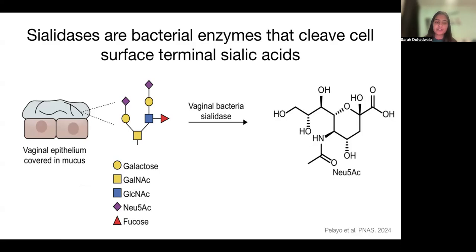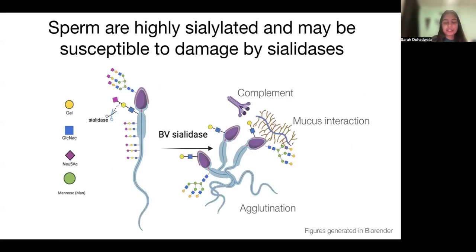Sialic acids are glycan moieties that decorate basically all the cells in the body, but especially mucosal cells such as those in the vaginal epithelium and mucins that are both cell associated and soluble. Here, this diagram shows that these vaginal bacterial sialidases can cleave this purple square, which represents sialic acid. They may do this for their own metabolic needs or to increase their ability to colonize the host. And sperm are also cells that are very highly sialylated.